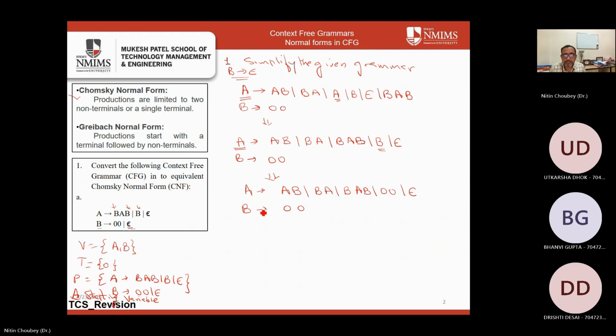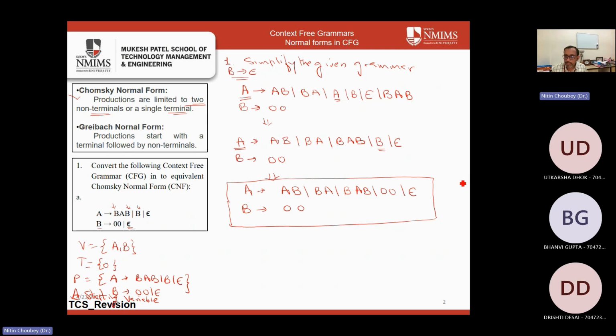Next, removal of any useless productions from the grammar. We do not have any useless production in the grammar. So this is our equivalent grammar in simplified form. Now this simplified form grammar we need to convert into the equivalent Chomsky normal form grammar, which contains either two non-terminals or a single terminal. Let's look at this grammar.